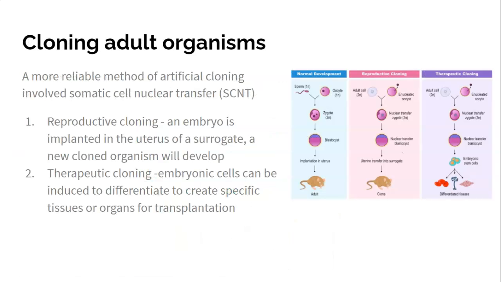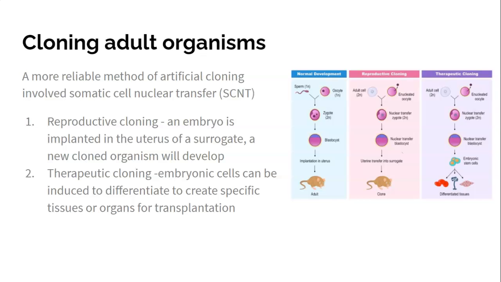And you can clone adult organisms. This is a more reliable method of artificial cloning. It involves somatic cell nuclear transfer. So you can do reproductive cloning or therapeutic cloning.